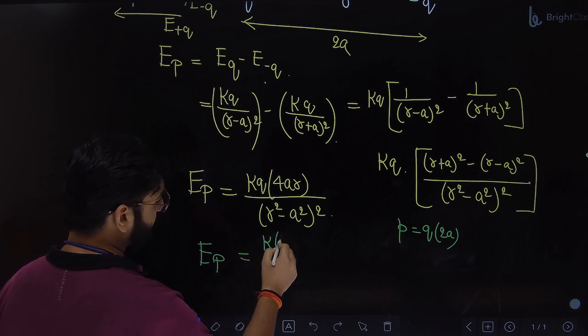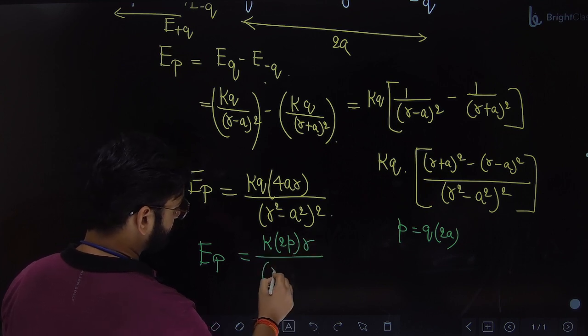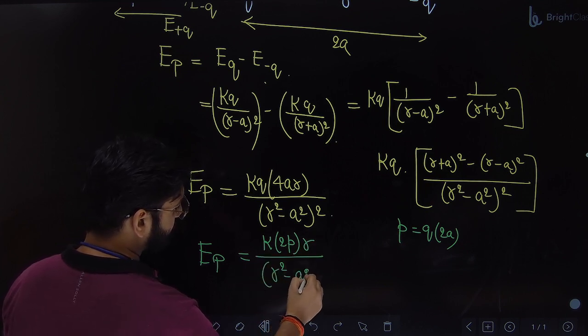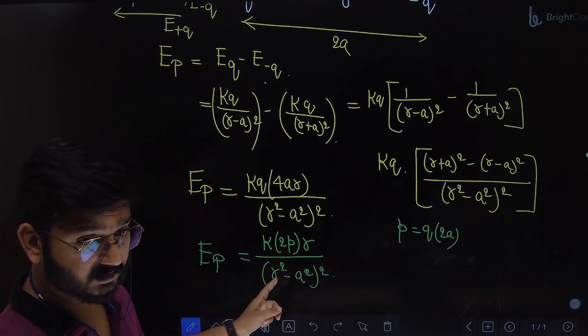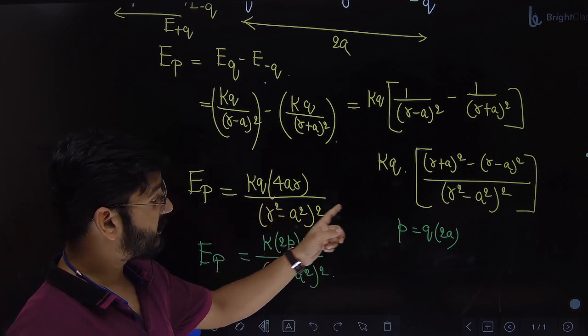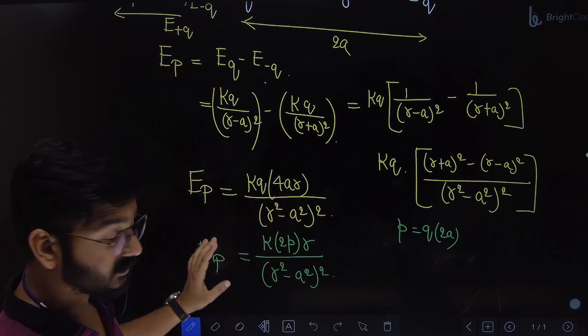I will give time to copy, understand first. R divided by (R square minus A square) whole square. This is the magnitude. Okay? Q into 2A is P, so Q into 4A will be 2P. Now let's understand the direction.